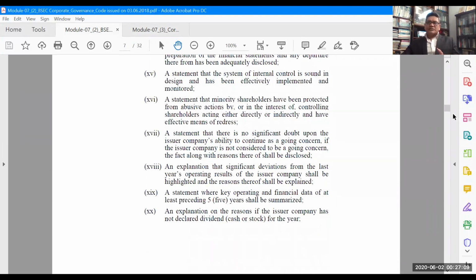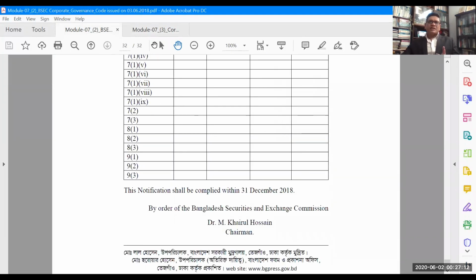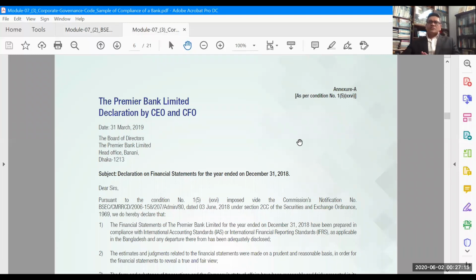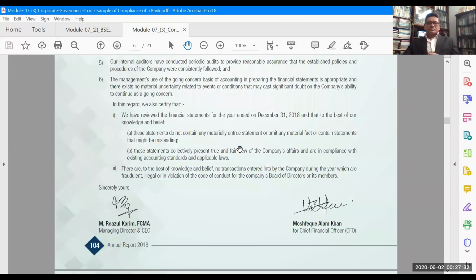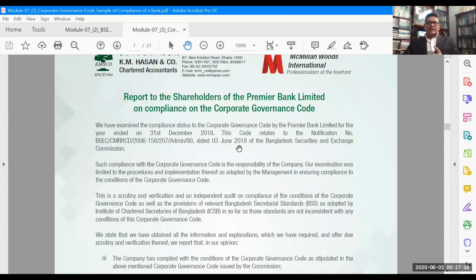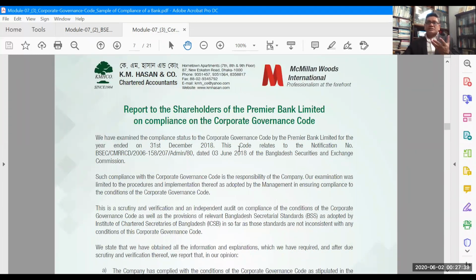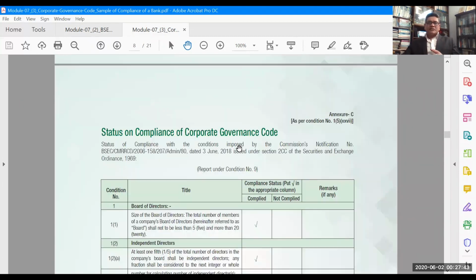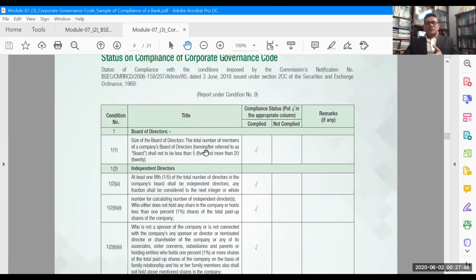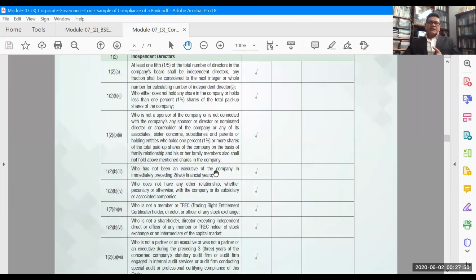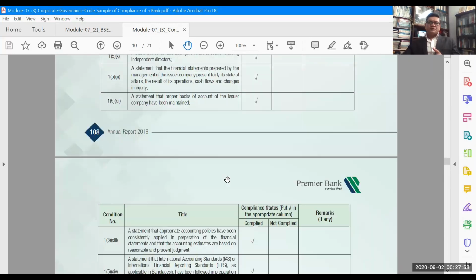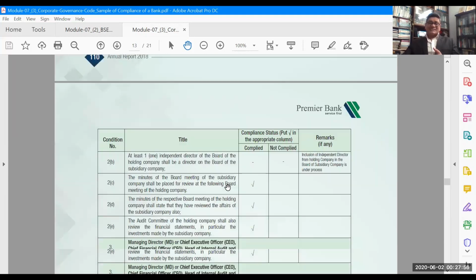And we are going to give you a sample of this code. It is a demo of the corporate governance code by a listed bank. So it is the declaration by the MD and CEO, and the certification of an independence certificate, and this is the compliance system. Look, is it complied or not, remarks, everything is here. If you view any annual report of a listed company, you can see it.